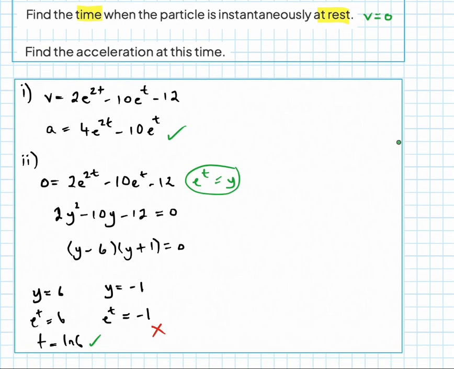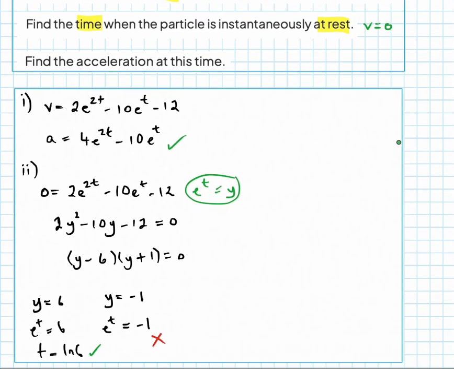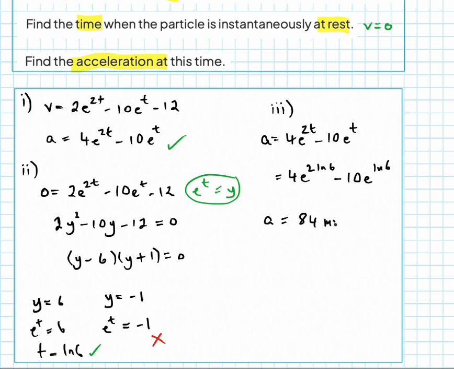Now that we've found that, this goes into our next question, when we have t, the acceleration at this time. Just think about the mnemonic we had. So 4e to the 2t minus 10e to the t was our acceleration. We did that in the first part, and we replace t with our ln 6. So there's really not much more to this question. You can use your calculator for this part as well. So a is equal to 84 meters per second squared, and that's the acceleration at that time.